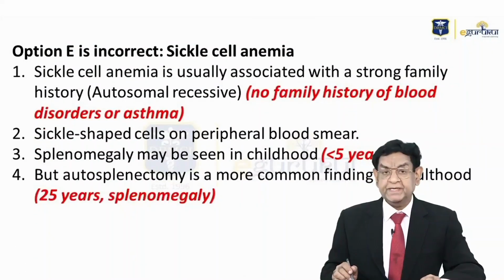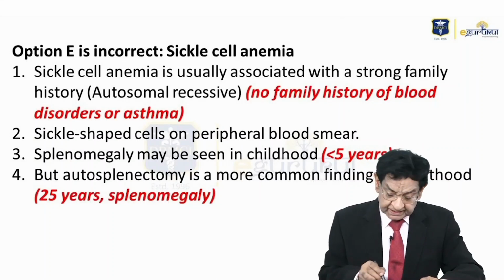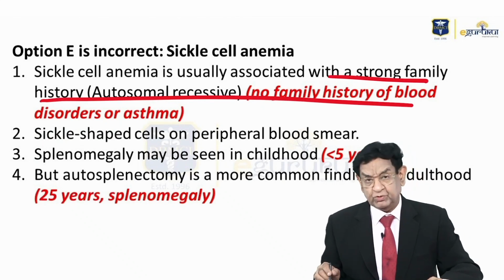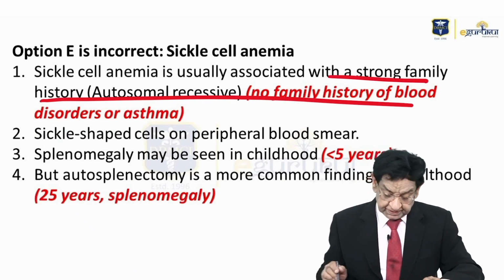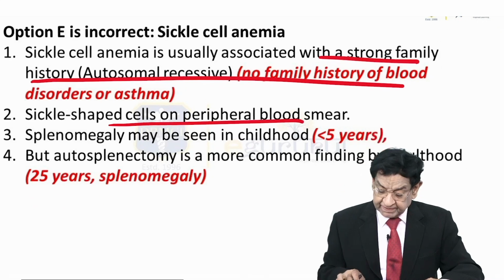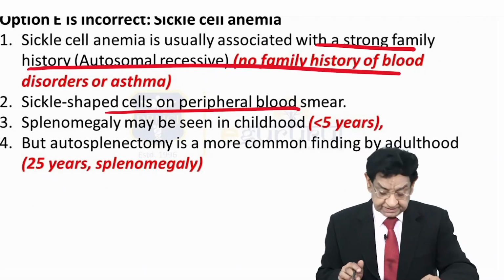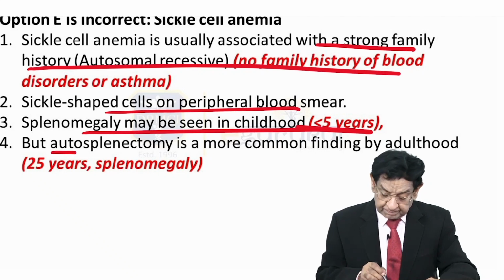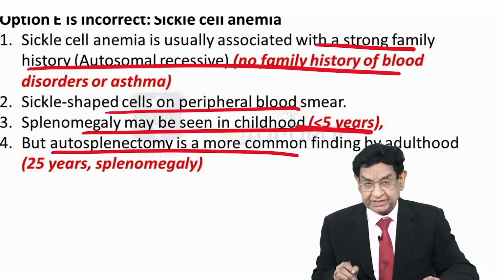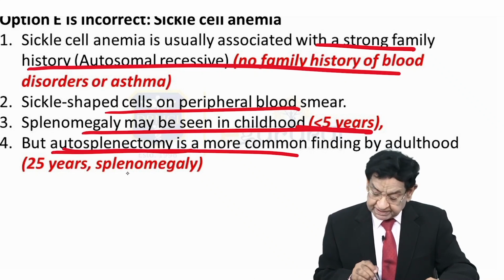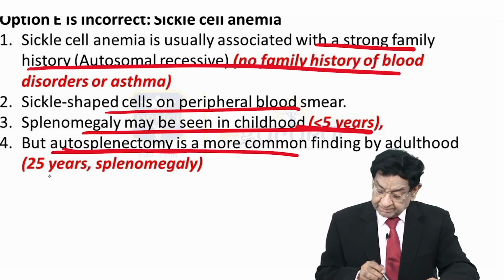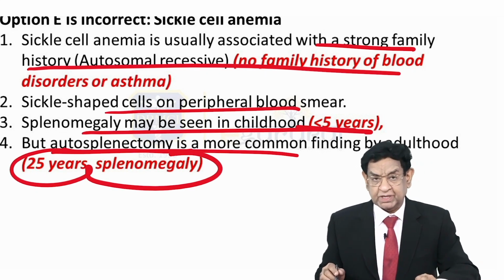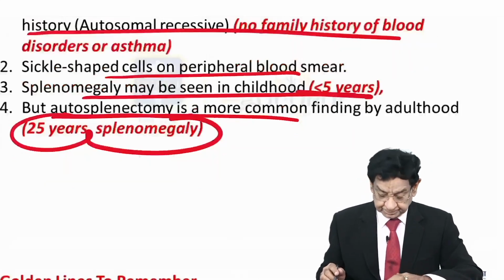Well, option E, sickle cell anemia, is incorrect. Again there is a strong family history. As I discussed, there is no family history in our patient. And sickle shaped cells are seen in the peripheral smear, not these spherocytes. Splenomegaly may be seen in childhood below 5 years, but above the age of 5 or 8 years, autosplenectomy is there. But our patient is 25 years old and splenomegaly is there. This automatically rules out sickle cell anemia.